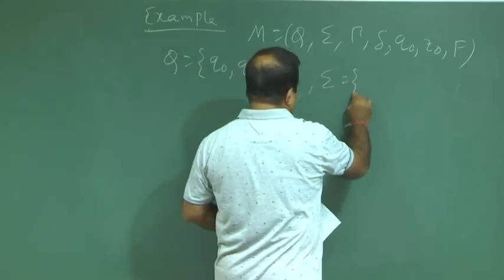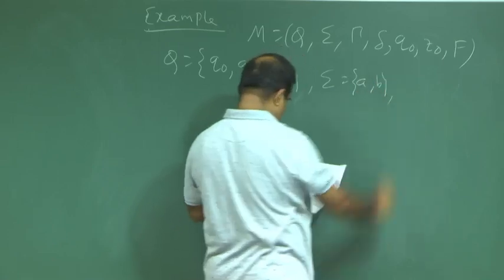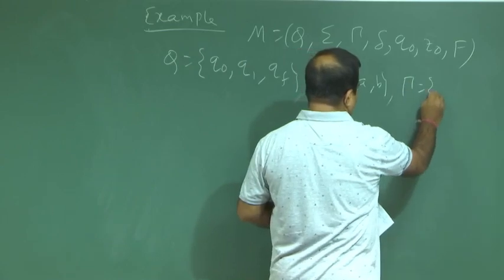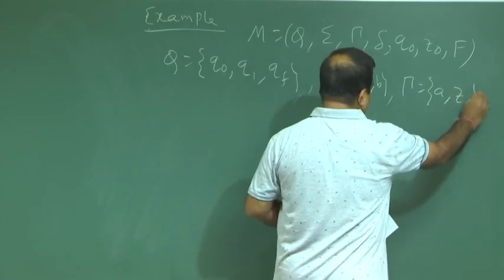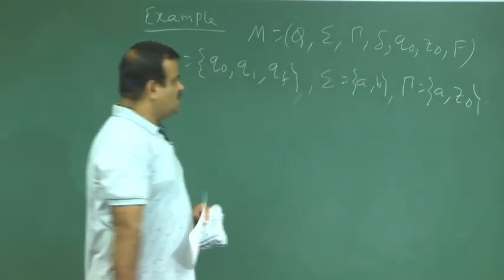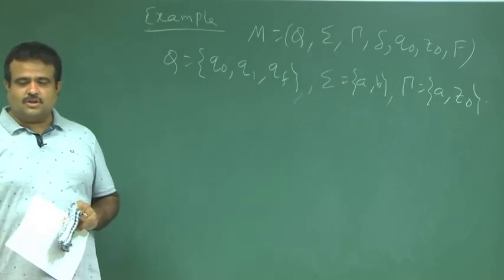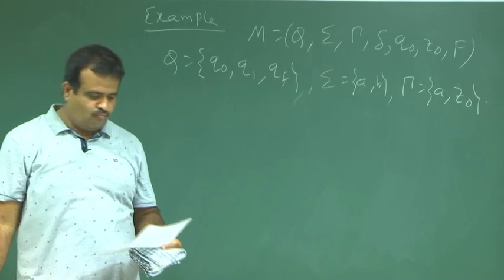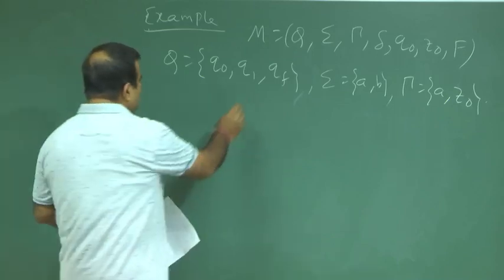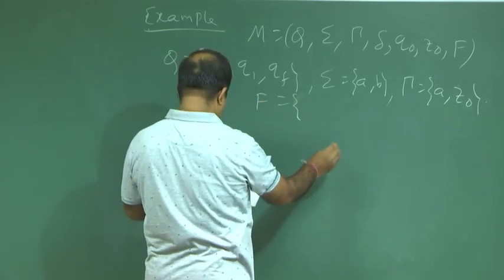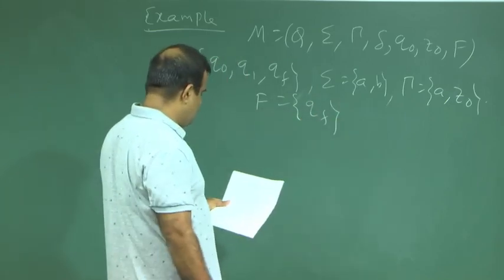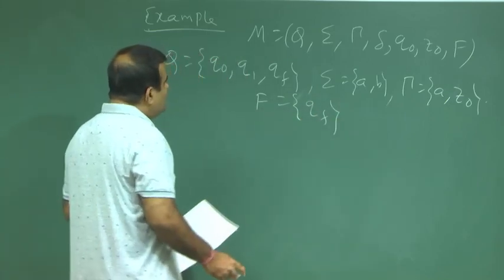And suppose sigma is {a, b}, and stack alphabet is say {A, Z0}, where Z0 is the initial position of the stack, that is the starting symbol in the stack, and F is {qf}, so we have only one final state. So, delta we have to define.